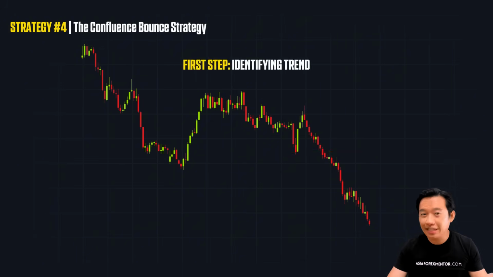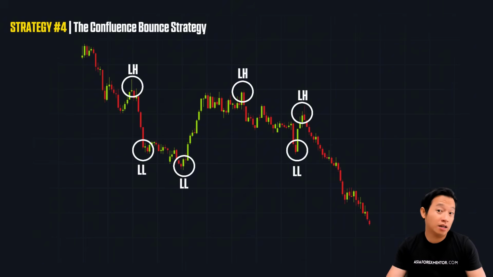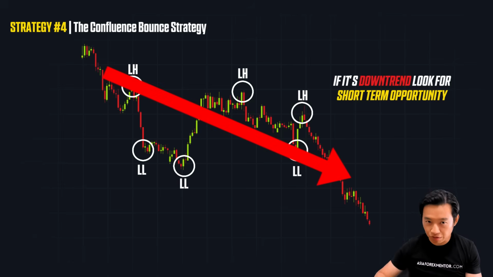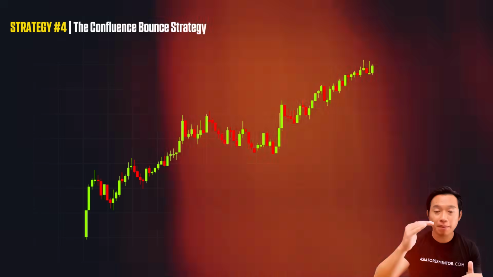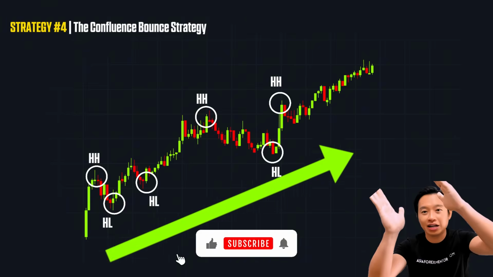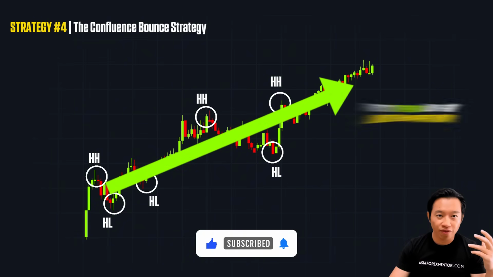So the first step is identifying the trend. If price is making lower highs and lower lows, you are in a downtrend. This means you're only looking for short trades, to sell. If the market is making higher highs and higher lows, this is the uptrend, and you are focusing on long trades. So the direction comes first. All right.